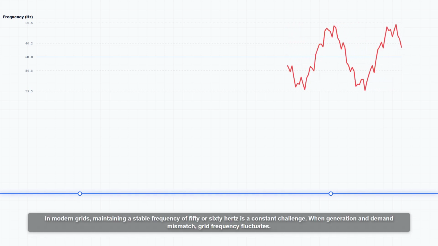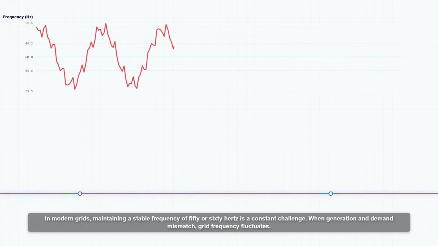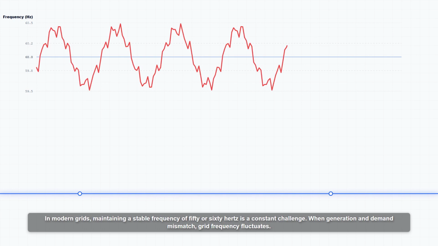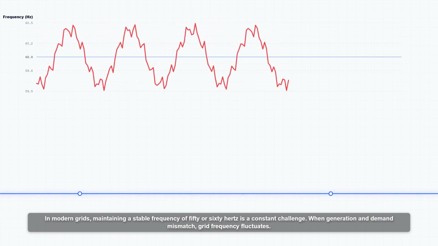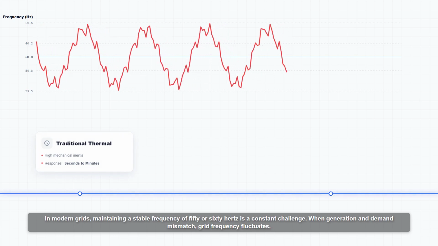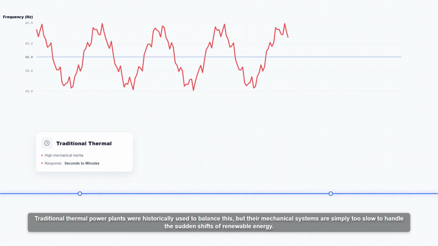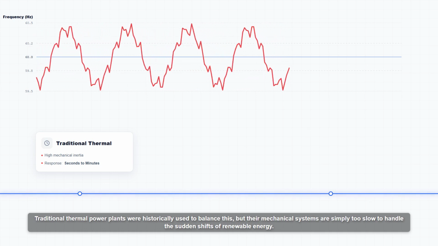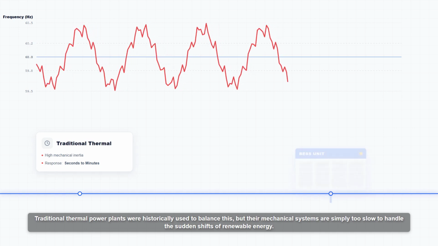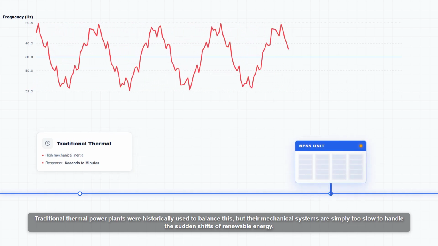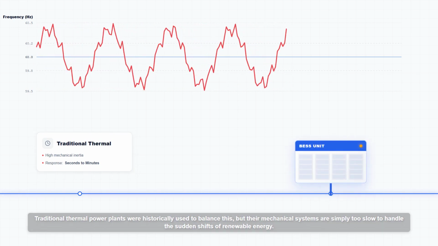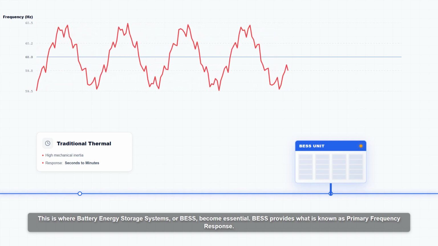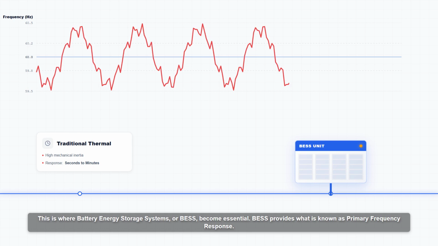In modern grids, maintaining a stable frequency of 50 or 60 Hz is a constant challenge. When generation and demand mismatch, grid frequency fluctuates. Traditional thermal power plants were historically used to balance this, but their mechanical systems are simply too slow to handle the sudden shifts of renewable energy. This is where battery energy storage systems, or BESS, become essential.